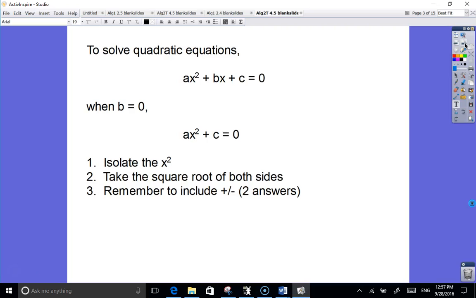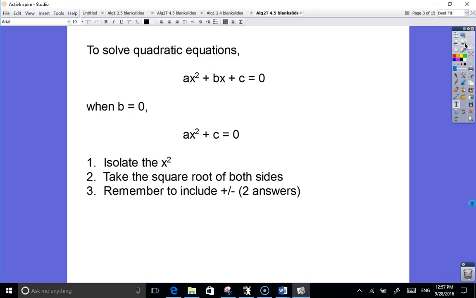So if that's what you've got, if you've only got the squared term and a constant term, isolate the x squared, and then take the square root of both sides. But remember, when you take a square root, you have to include plus or minus, right? Because the square root of 4 is 2, but negative 2 times a negative 2 is also 4. So when you take a square root, you always have to include plus or minus.